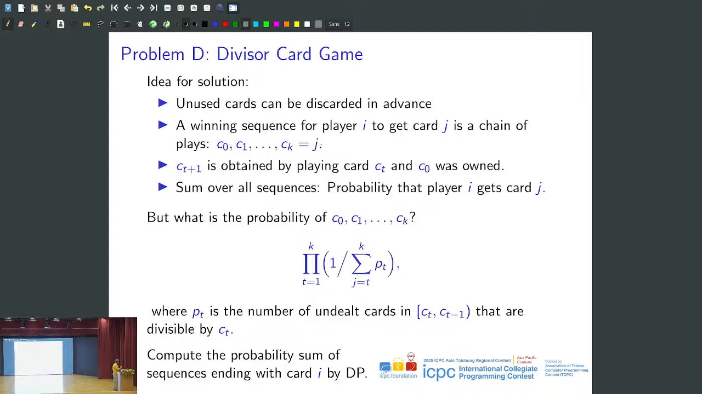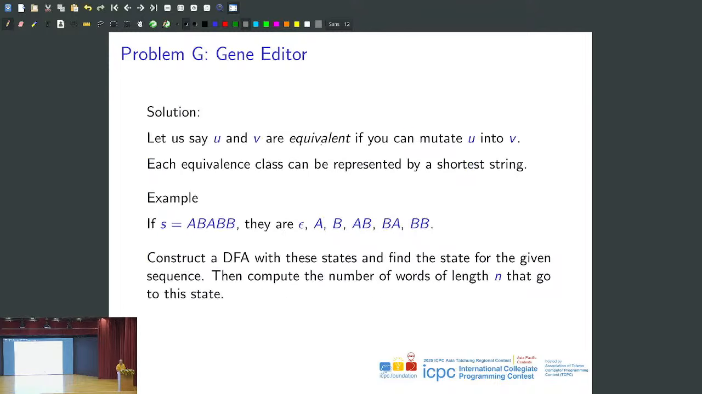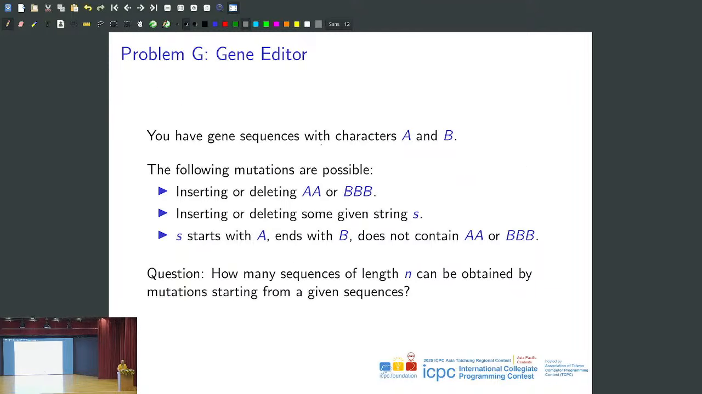And you have to solve it with DP. It's really hard. And now, this was the hardest problem, unfortunately solved by nobody. We were hoping that it could be solved, but no.